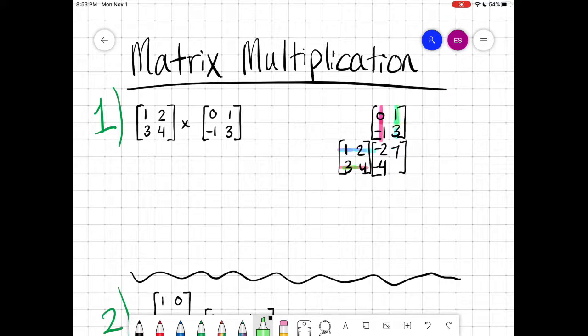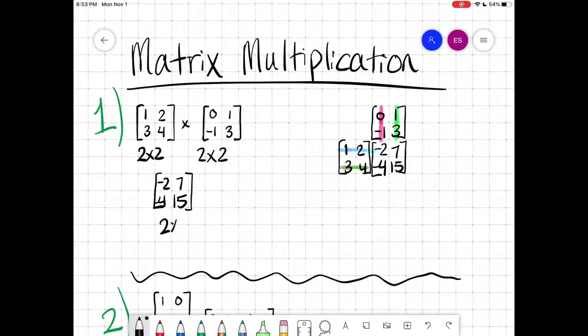And then the last one, 3 times 1 is 3. 4 times 3 is 12. Add those together, and we get 15. And we've got our answer matrix: -2, 7, -4, 15. Perfect. So we just multiplied a 2 by 2 matrix and another 2 by 2 matrix, and we got an answer that was a 2 by 2 matrix, which is great.